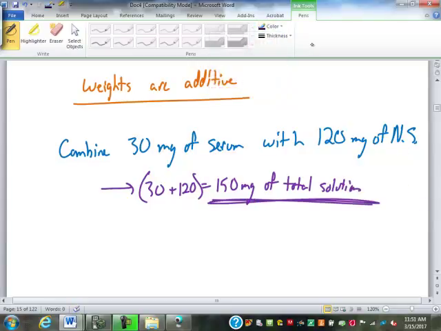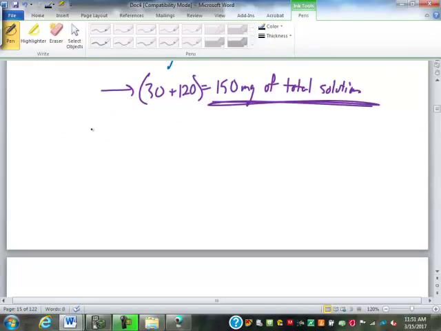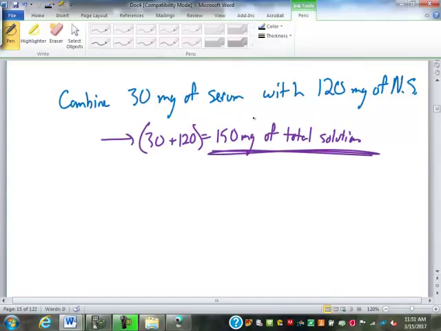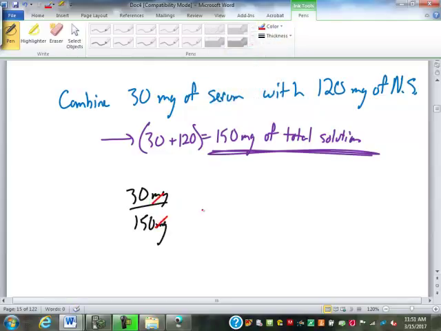So let's look at that one. We combined that 30 milligrams of serum with 120 milligrams of saline. So that's going to give us 30 over 150. Again, the milligrams cancel out. 30 divided by 150 is again 0.2 or 20% solution.